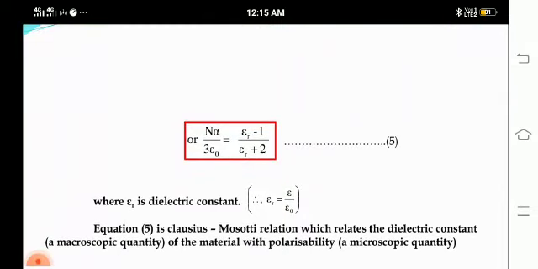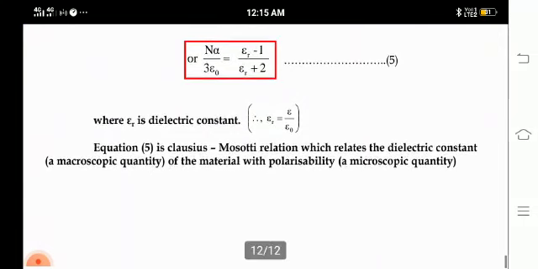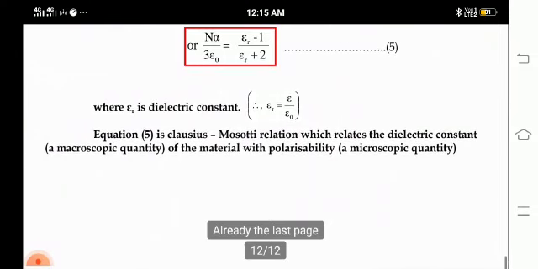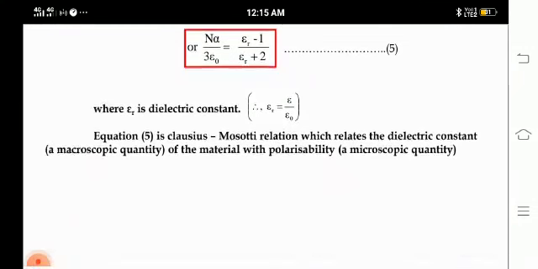That is, n alpha divided by 3 epsilon naught is equal to epsilon r minus 1 divided by epsilon r plus 2, which is the required Clausius-Mossotti relation, which relates the dielectric constant, a macroscopic quantity of the material, with the polarizability. This Clausius-Mossotti equation combines the relationship of a macroscopic quantity and a microscopic quantity, that is, dielectric constant and polarizability. In this lecture, we have seen what the Clausius-Mossotti equation is and its derivation. Thank you.